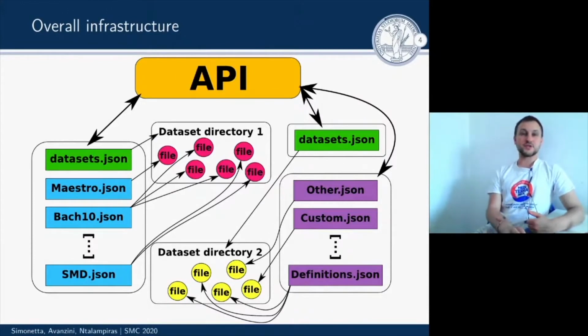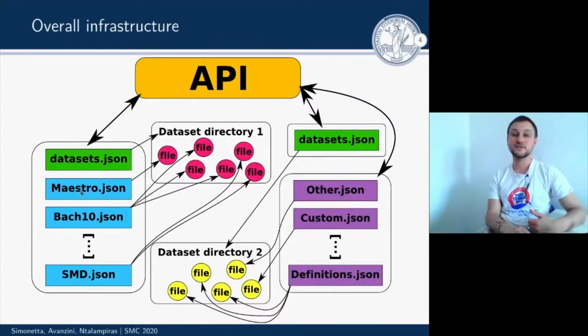This is a picture which shows the overall infrastructure. As you see, the API is the main object from the end user perspective, and the API contains references to the official JSON files, but it can also contain references to custom files. In particular, there are two kinds of files. There is datasets.json, which contains the reference to a dataset directory. This is the official one. This is the custom one. We can use different datasets.json, for instance.